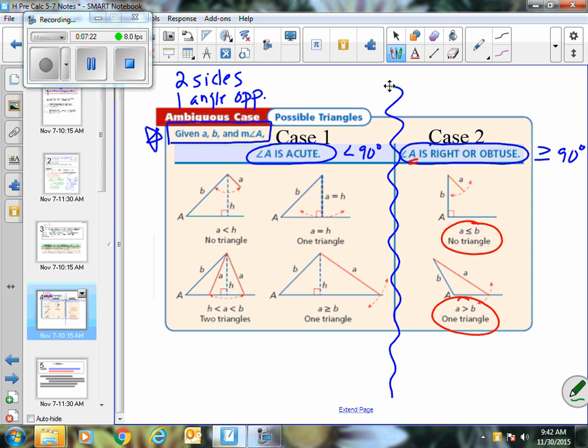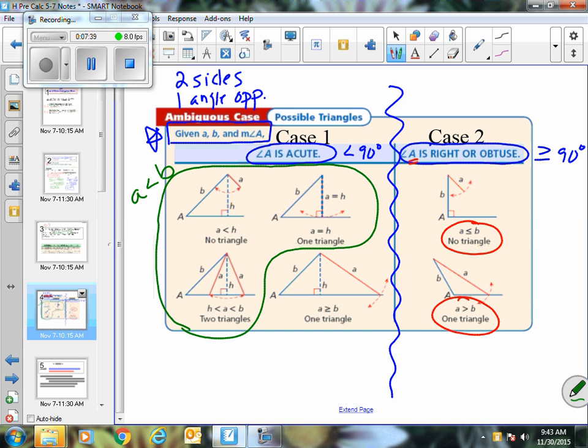Okay, now I'm going to have you on this other side, case 1, when the angle you're given is acute. I'm going to have you bubble these 3 together because these 3 kind of go together. And then we have our other situation. The 3 that I just had you bubble is when the side opposite the angle you're given is shorter.